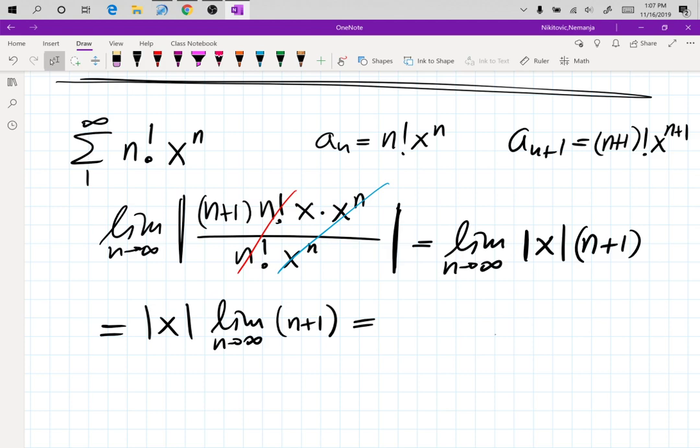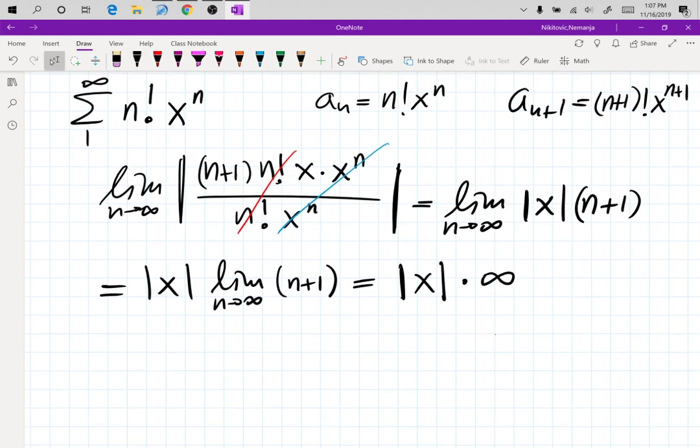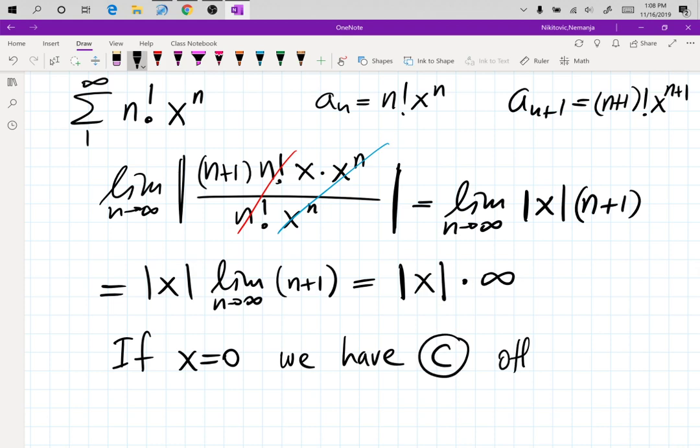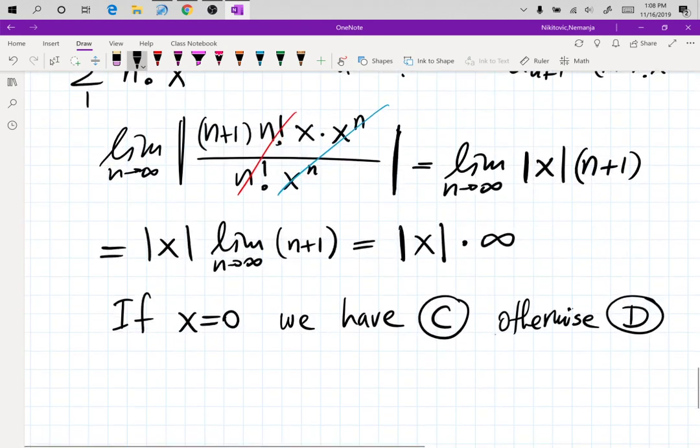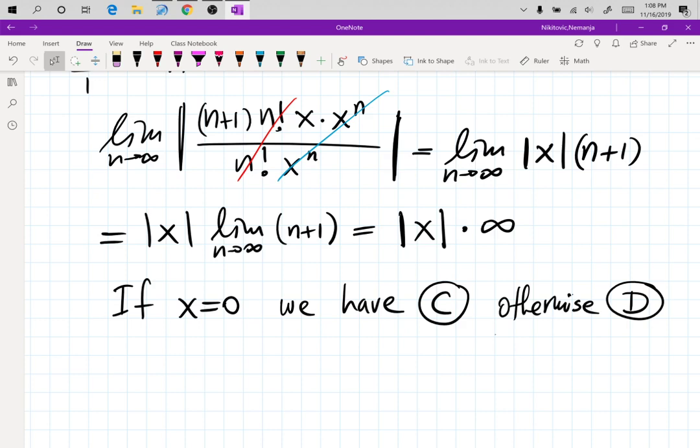How about if x is equal to 0? Yeah, that makes everything 0, right? So this is equal to the absolute value of x times infinity, and the only way to make this less than 1 is if x equals 0. So if x equals 0, we have convergence. Otherwise, divergence. Such is life.